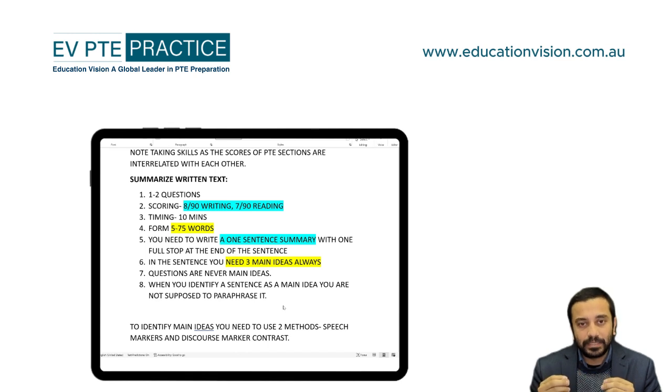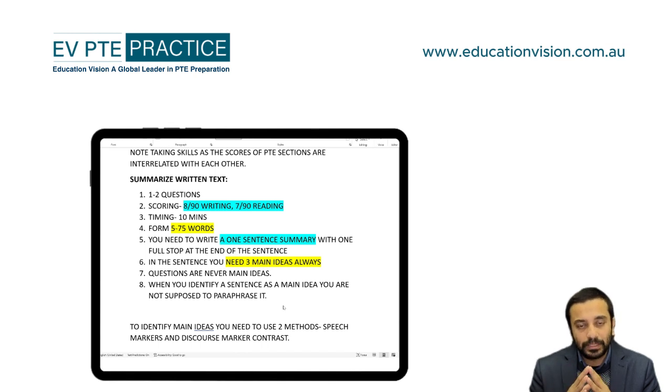Now, how many main ideas do we need? We need 3 main ideas from the passage. Some people say that you need 2 ideas, some talk of a bit more, but the ideal number of main ideas should be 3. So that if one of your ideas is not even the main idea, you still have 2 ideas which can still give you a full score.